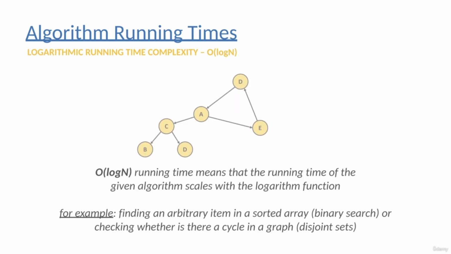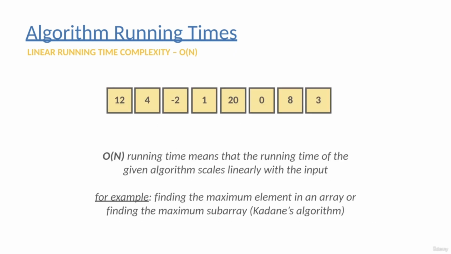What about logarithmic running time complexity? It means that the running time of the given algorithm scales with the logarithmic function, such as finding an arbitrary item in a sorted array with binary search, or for example, we can check whether there is a cycle in an underlying directed graph or not. It is extremely crucial in Kruskal's algorithm, so this is called the disjoint dataset, and of course it is working quite fine. Then we have the linear running time complexity.